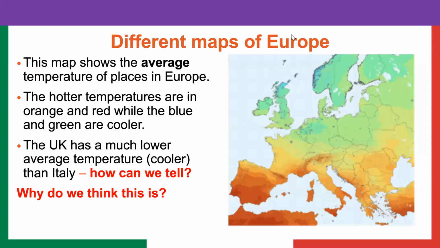Okay, so if we're looking at our map, we can see that the UK has a much lower average temperature than Italy because of the colours. We can see Italy is very orange and red, whereas the UK has a lot of blue and green. So it must be a cooler temperature than Italy.